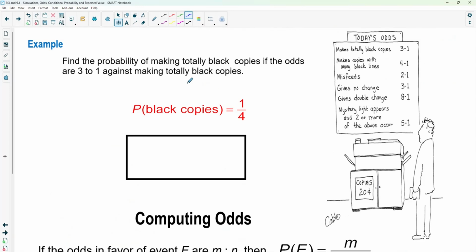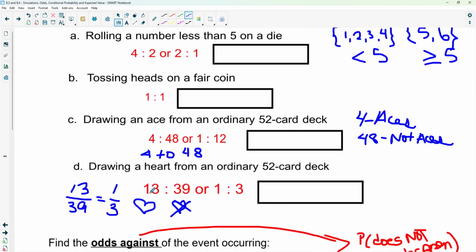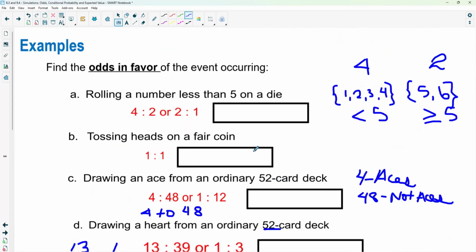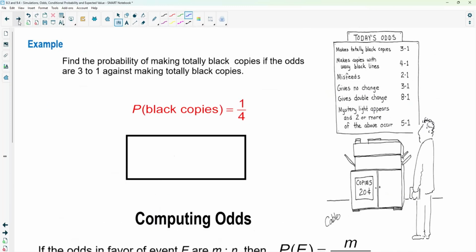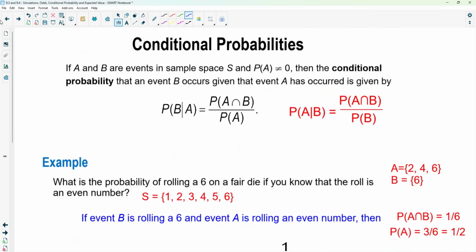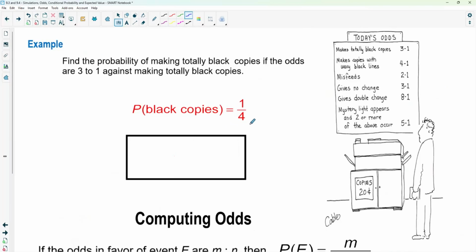Now, you can also use odds because as you see right here, what happens when we add 13 plus 39? We get 52, the total. What happens when you add 1 plus 1? You get 2, right? There are 2 faces. What happens when you add 4 plus 2? You get 6. 6 is the number of faces that we have. So you see that when you add the odds in favor and the odds against, you're going to get the total number, right? To find probability as parts of a whole, right? And you need those wholes.